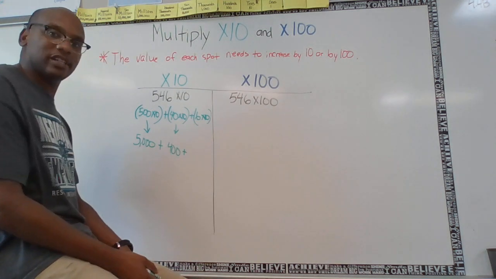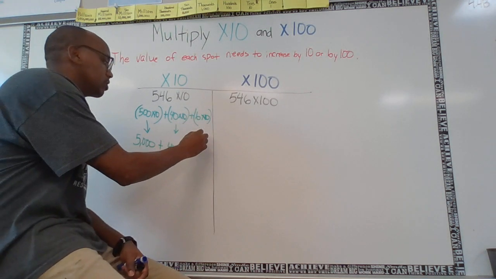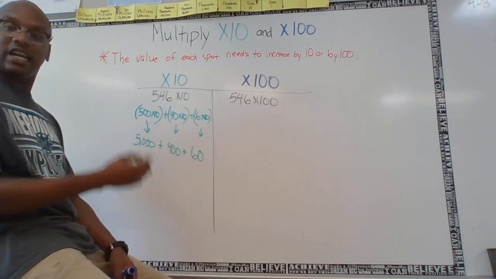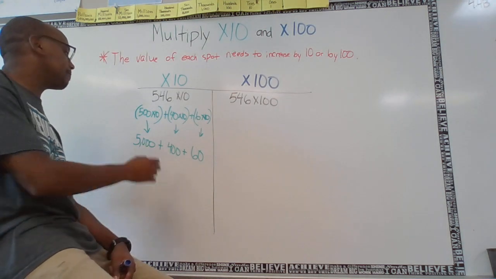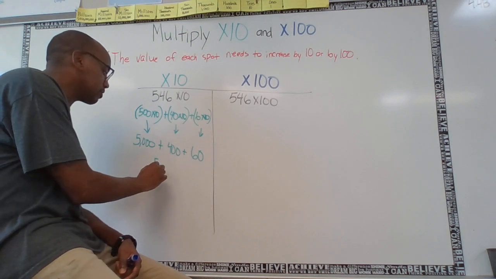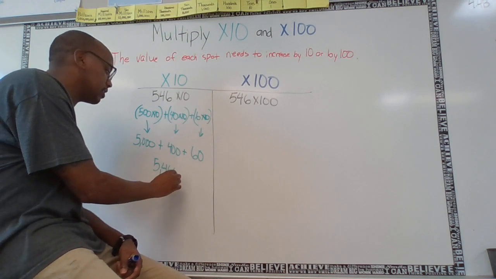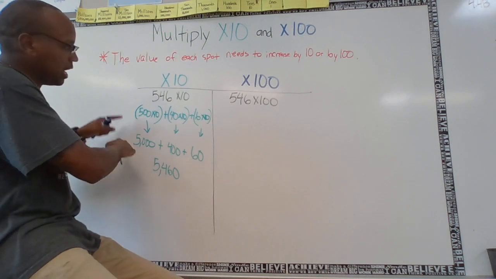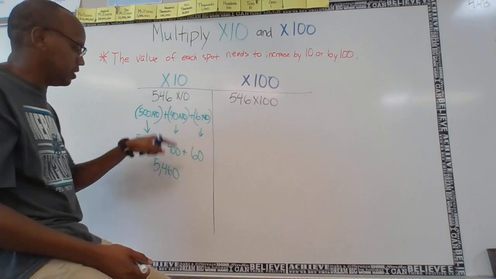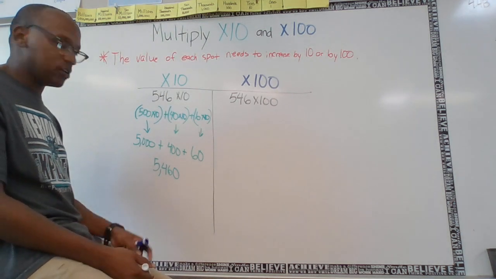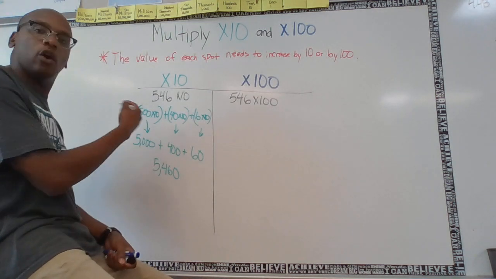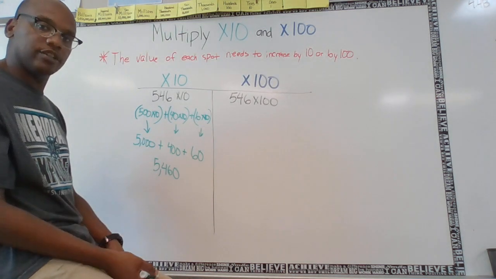Now here, I do 6 times 10. Well, 6 times 1 is 6, and then I do 1 zero. 6 times 10 is 60, right? Now from here, I say 5,000 plus 400 plus 60. That's 5,460. And if I go back to my original saying, 546 times 10 should be 546 with a zero behind it, 5460, because it's times 10, right? But this is why each value needs to increase by 10 on the number 546.